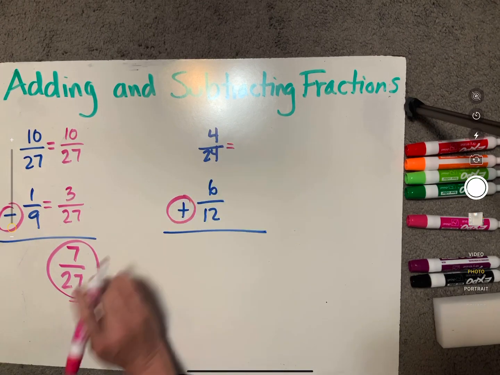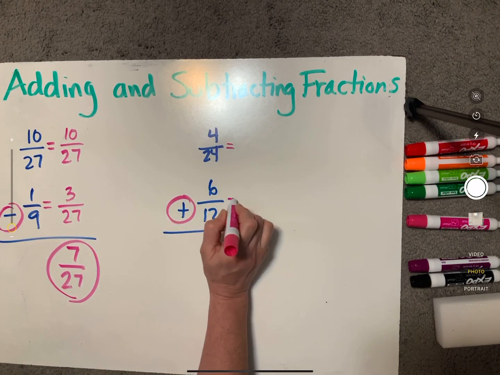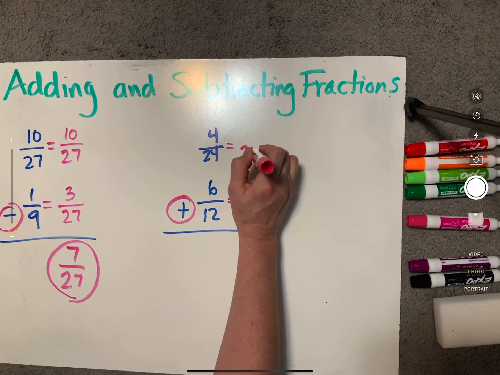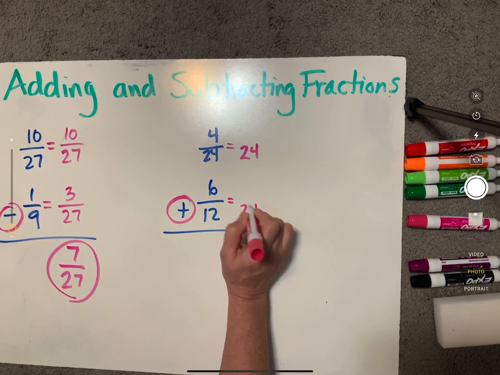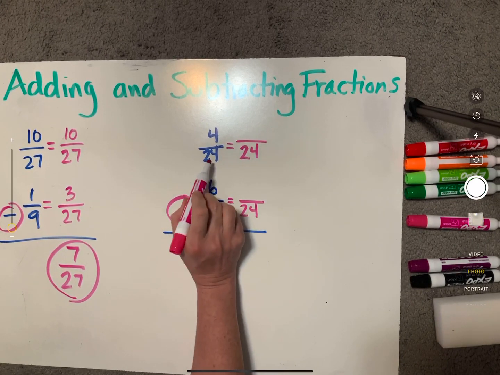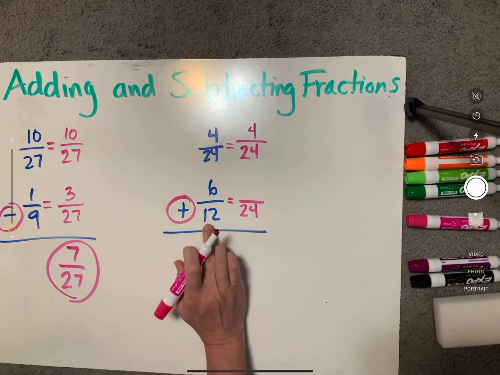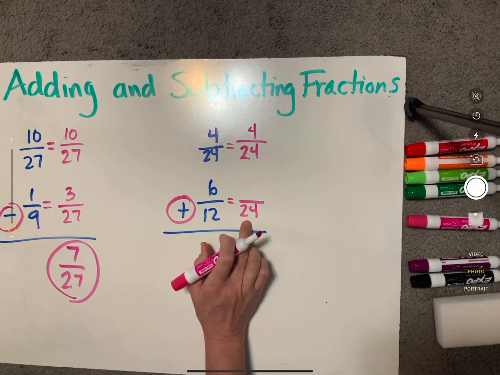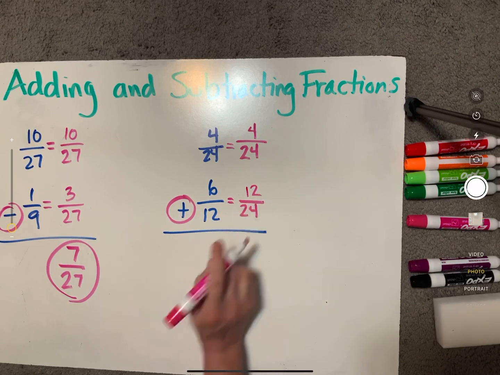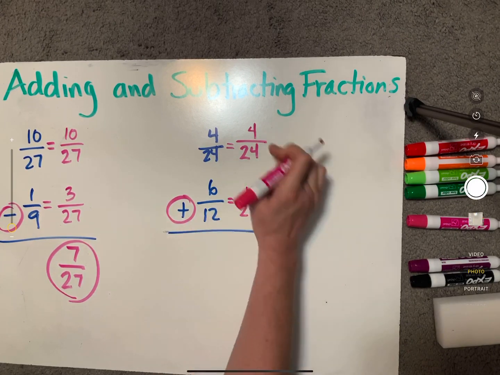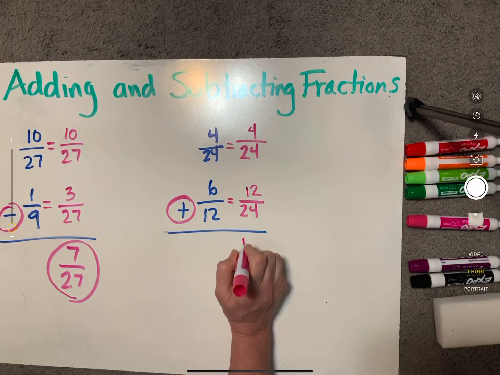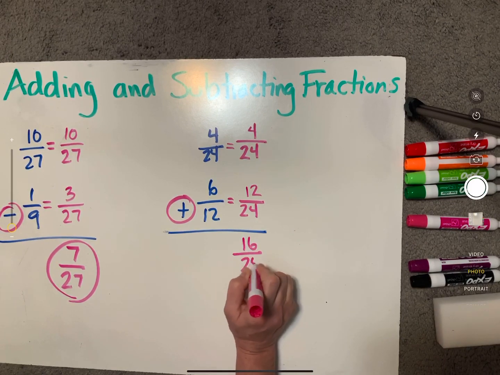This one is addition, so I've circled my addition. I have to find my common denominator. 24 is going to be my common denominator here. 24 times 1 is 24. 4 times 1 is 4. 12 times 2 is 24. 6 times 2 is 12. I'm going to add this up. 4 plus 12 would be 16 over 24.